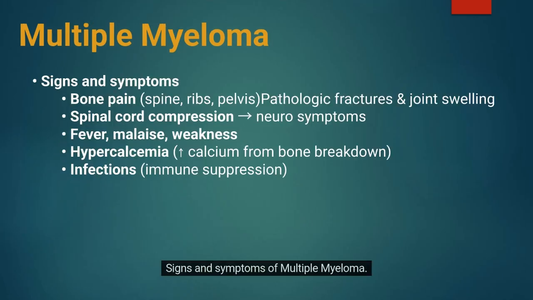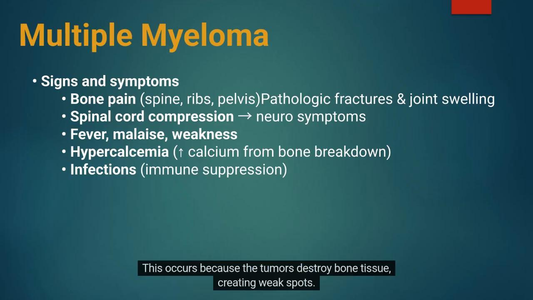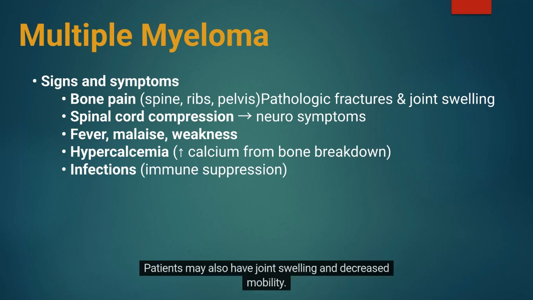Signs and symptoms of multiple myeloma. The most common and early symptom is bone pain, especially in the spine, ribs, or pelvis. This occurs because the tumors destroy bone tissue, creating weak spots. Over time, this can lead to pathologic fractures, meaning bones break with little or no trauma. Patients may also have joint swelling and decreased mobility.